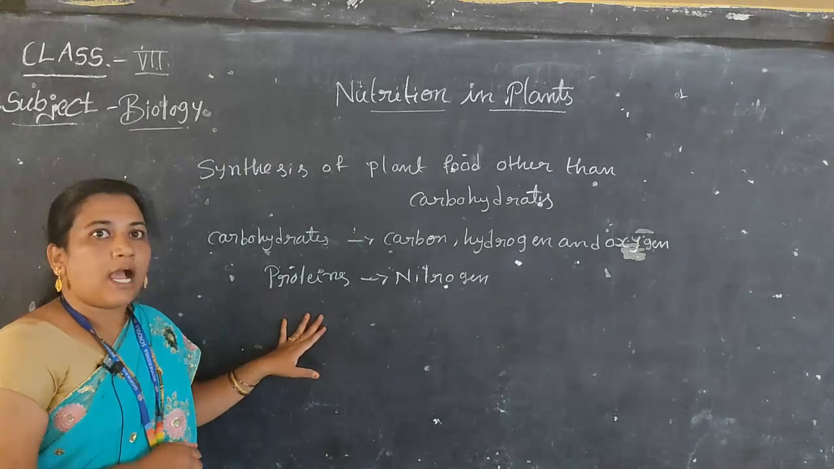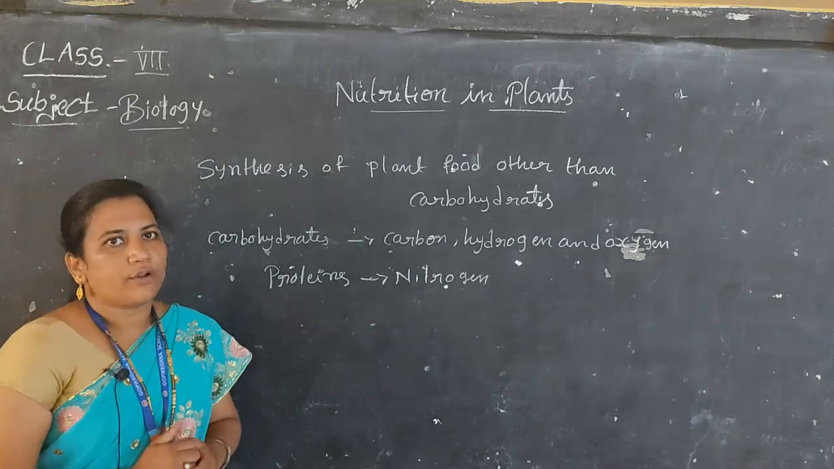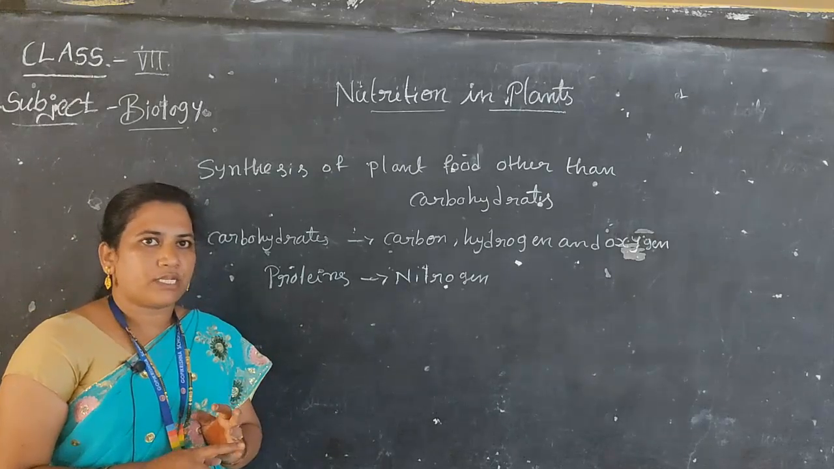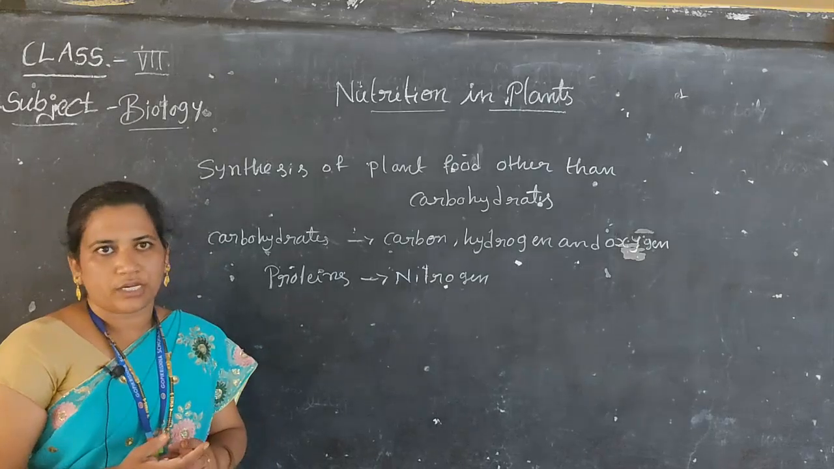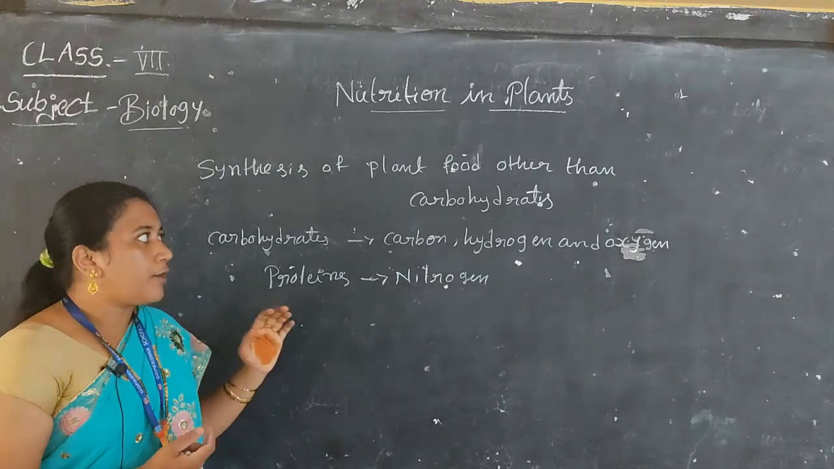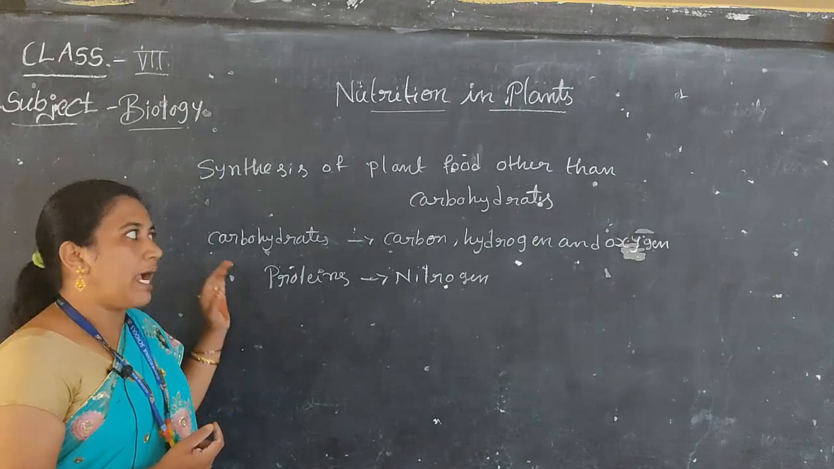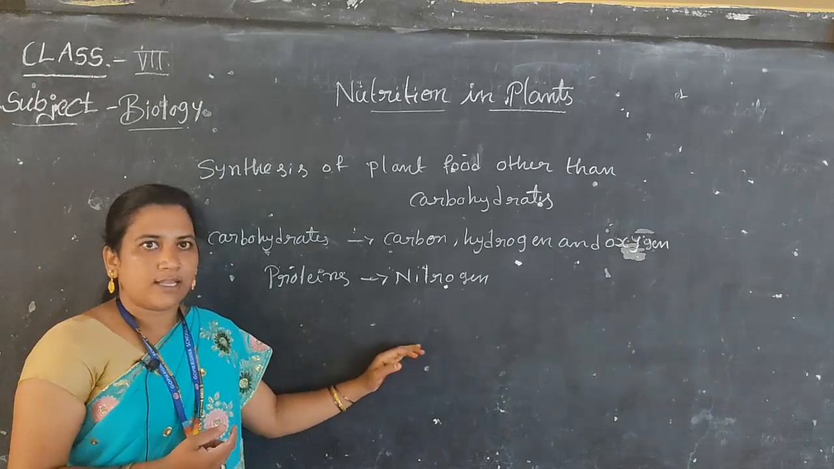This is about the autotrophic mode of nutrition. So first the definition of nutrition, then the types of nutrition we have to learn. In the autotrophic mode of nutrition you have to learn all these concepts.